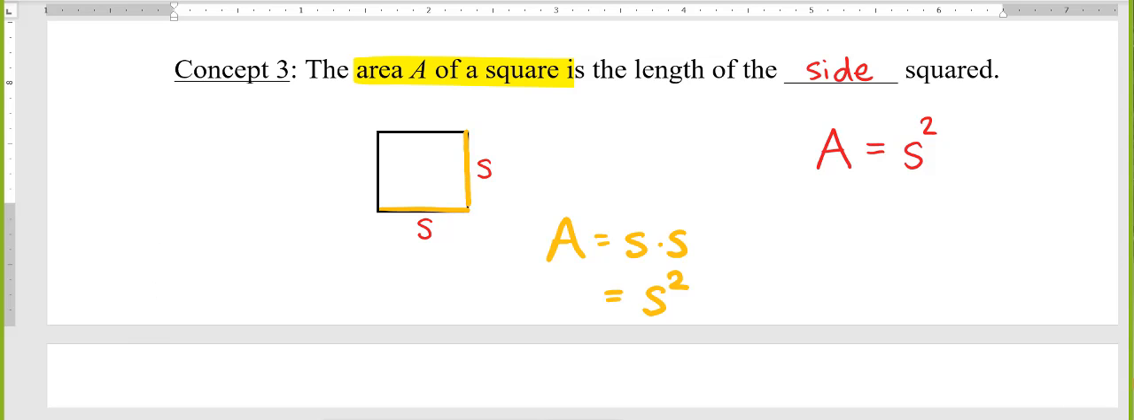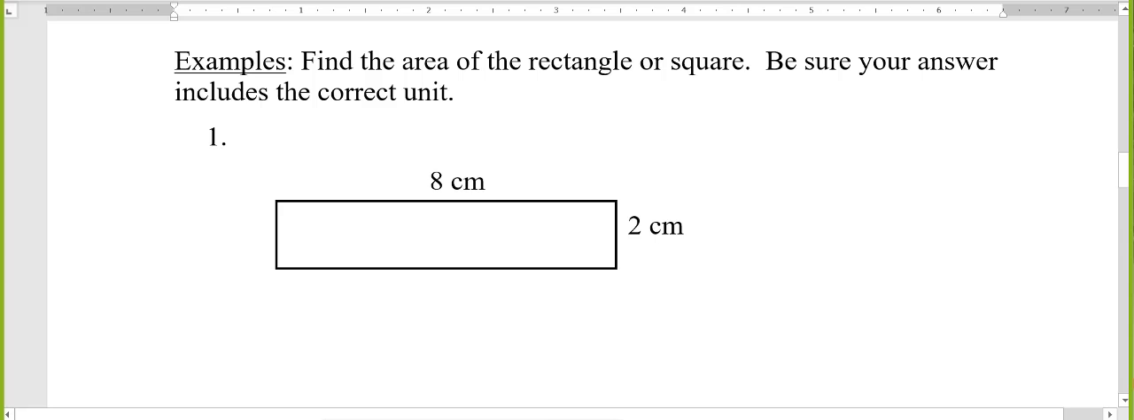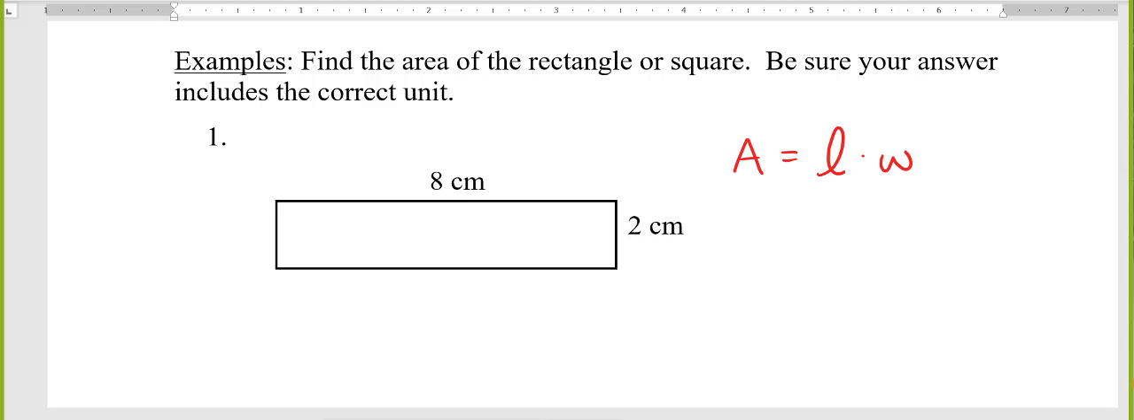Okay, let's do some examples. Find the area of the rectangle or the square. Be sure your answer includes the correct unit. Okay, this is a rectangle. What was the formula for the area of a rectangle? It was length times width. Let's go over to our picture. Our length is going to be 8 centimeters, and our width is going to be 2 centimeters. So our area is going to be 8 times 2, which is 16.